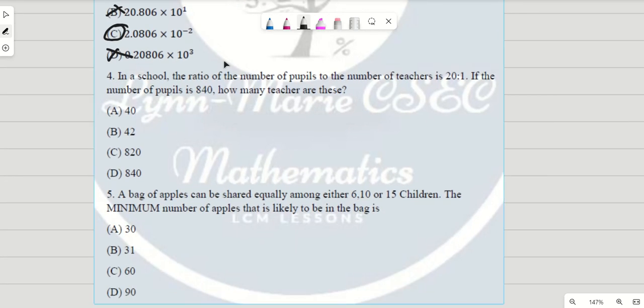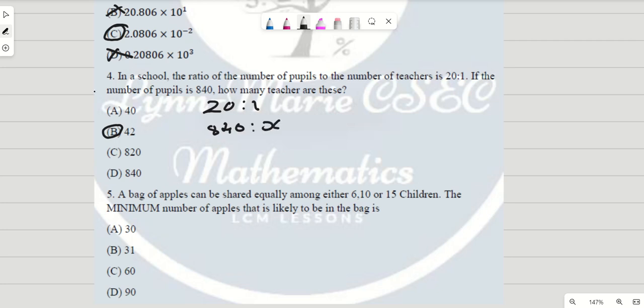In a school, the ratio of number of pupils to number of teachers is 20 to 1. This is the next one. I think the answer was 42, but let's go and check. If the number of pupils is 840, how many teachers are there? So we know it's 20 to 1, 20 being your number of students, 1 being your number of teachers. They said the number of pupils is 840. So we want 840 to something.